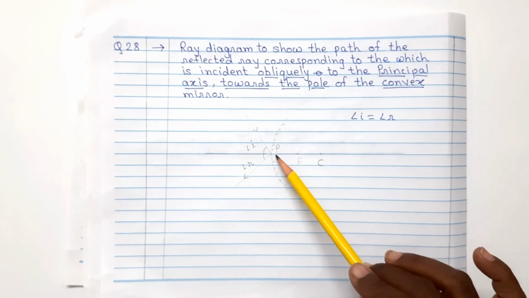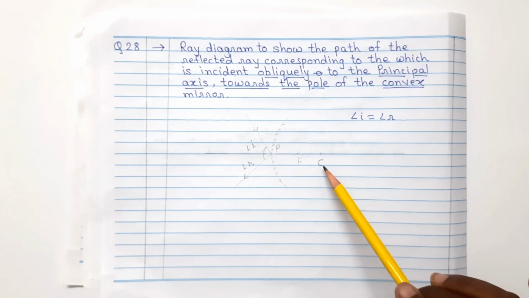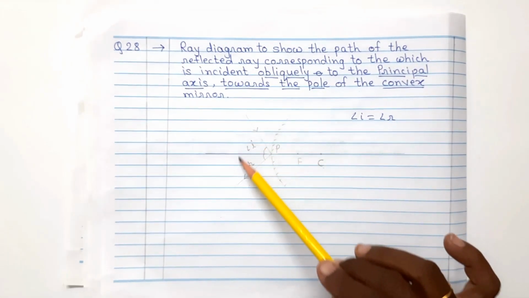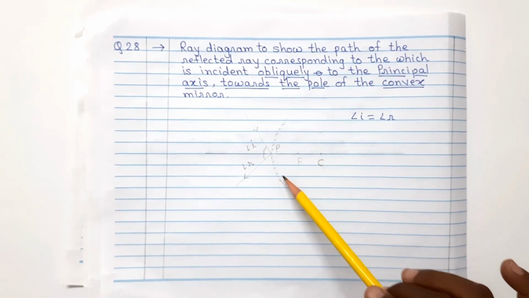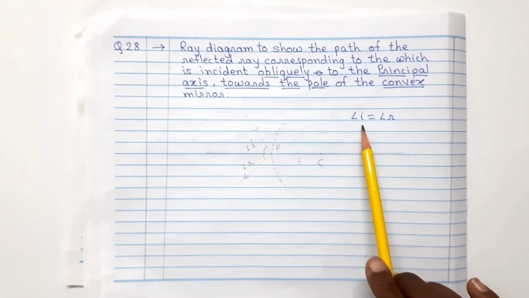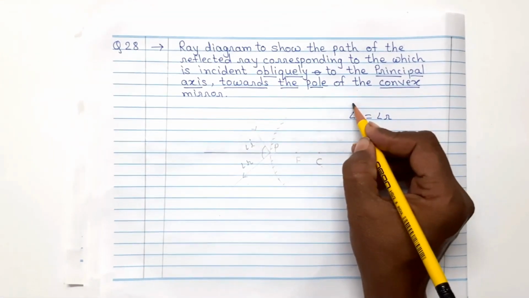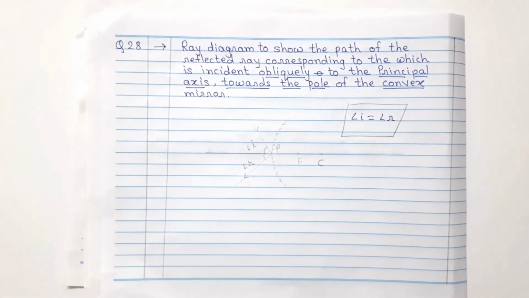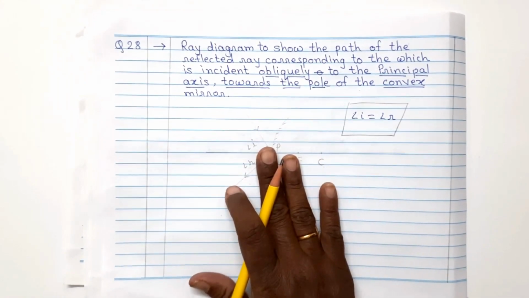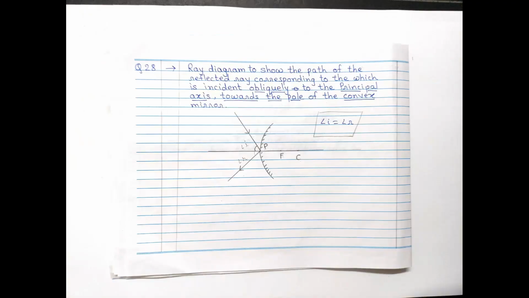Principal axis, pole, focus, center of curvature C. This is very essential. The rough surface also you have to mark. Angle I is equal to angle R. You have to write it, and once this is final, then make it dark so that you don't have to rub it again and again.